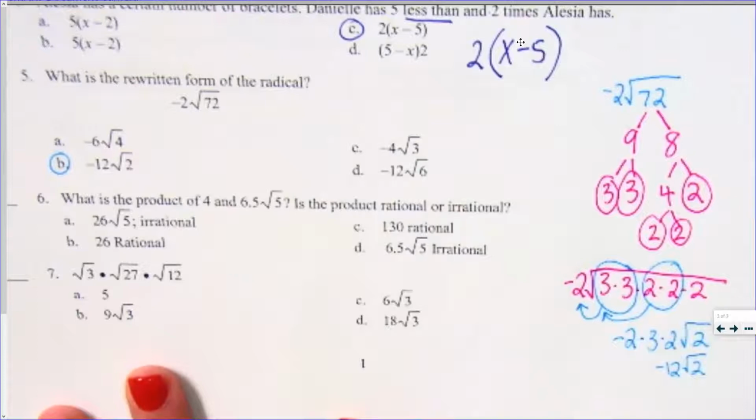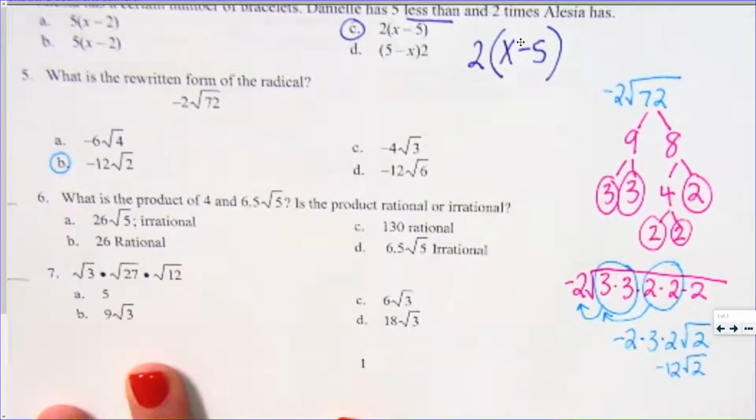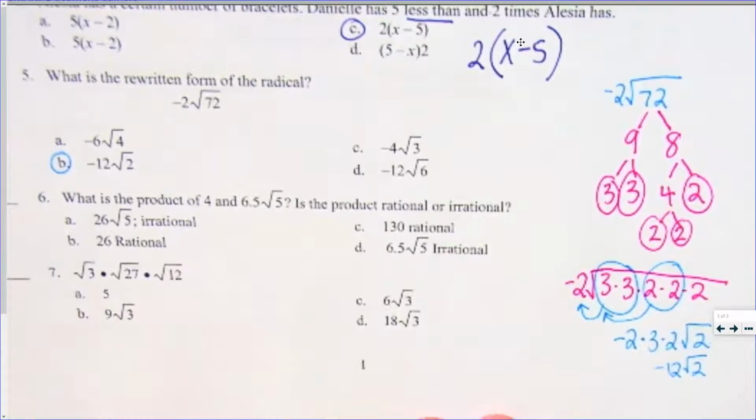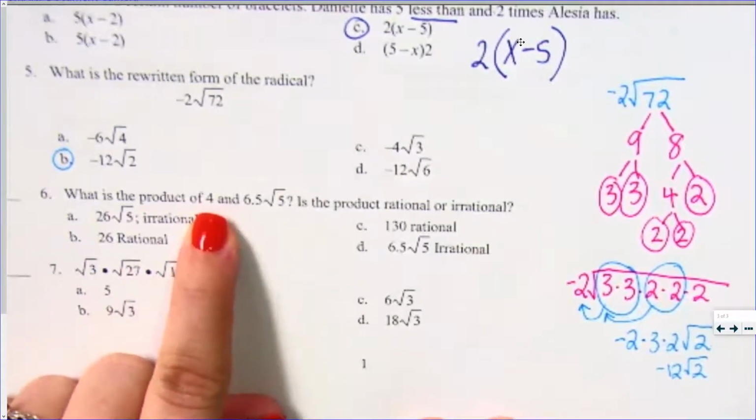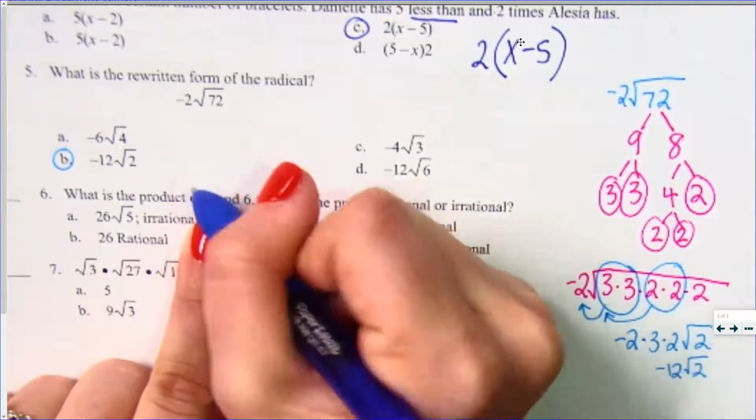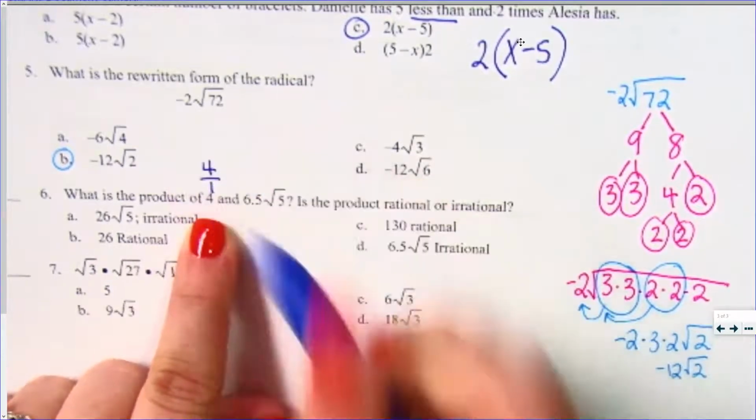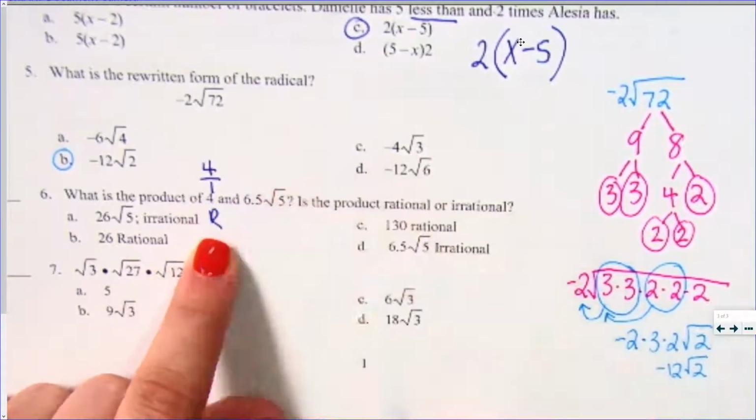All right, number 6, what is the product of 4 and 6.5 square root 5? Is the product rational or irrational? So when we think about rational or irrational, if it's rational, that means it's fractional, meaning I can take a rational number and turn it into a fraction. So let's think about 4 here. Can I take 4 and turn it to a fraction? Of course I can. 4 over 1. So that's going to be a rational number.